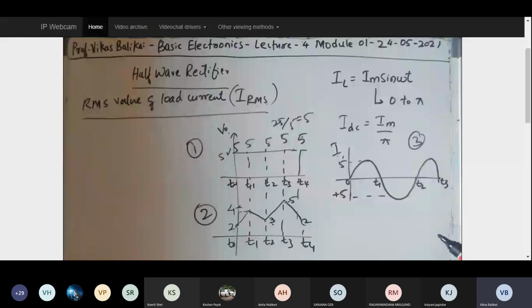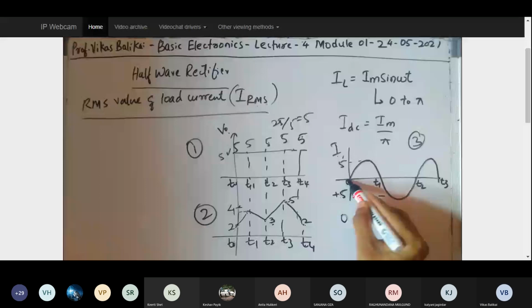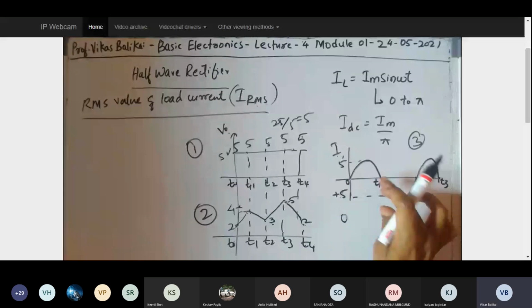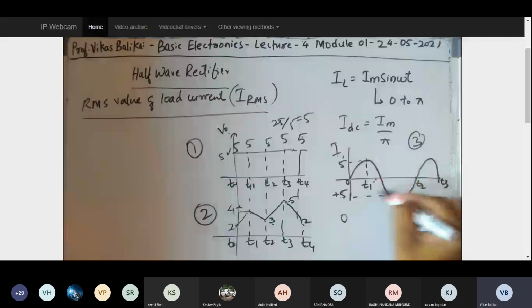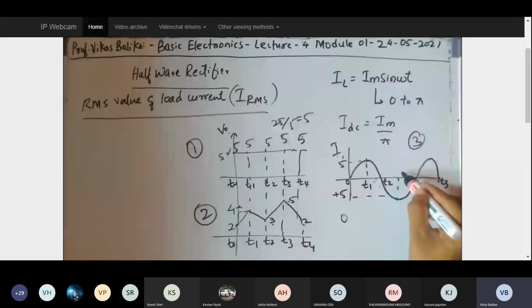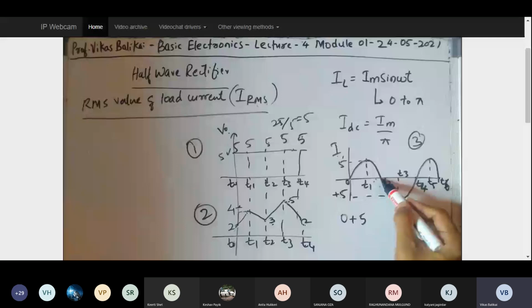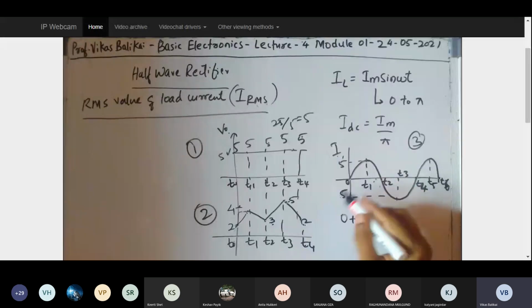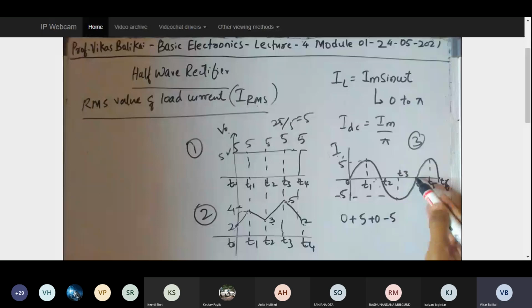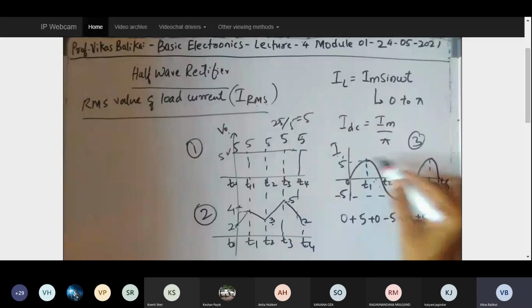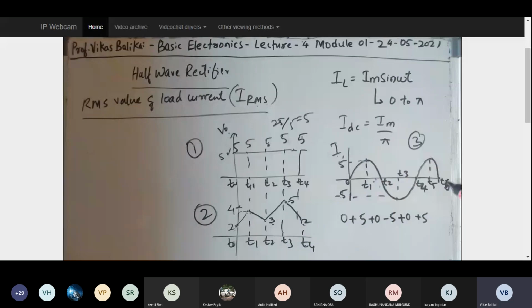what would be your answer? At time t equal to 0, it is 0. Let's consider t1 as somewhere over here, and t2 here, and t3 here. This is t4, this will be t5, and this is t6. At time 0, current is 0. At time t1, current is 5. At time t2, again it is 0. At time t3, this is minus 5, sorry. So this is minus 5. At t4, again 0. At t5, it is plus 5. At t6, again it is 0. And since I'm considering two positive peaks, let me consider one more positive peak over here. So at time t7, it will be minus 5.